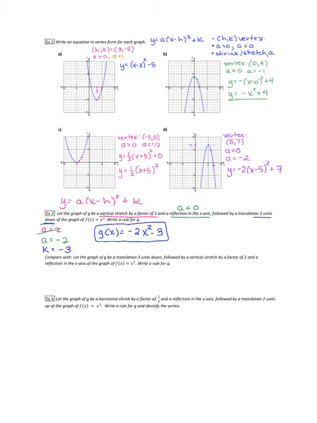Now compare that with, let the graph of g be a translation 3 units down. Okay, so that's going to be x squared minus 3, followed by, now here's where order is going to matter, followed by a vertical stretch by a factor of 2. So this is my graph. Now, after I've done that, I dilate everything by a factor of 2.